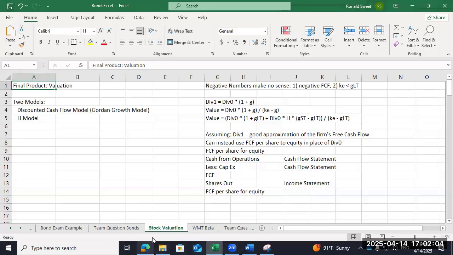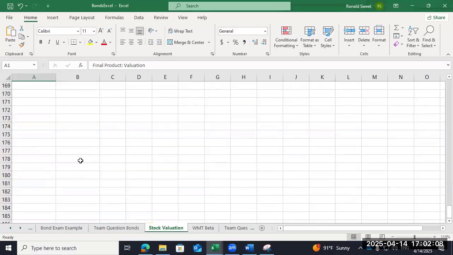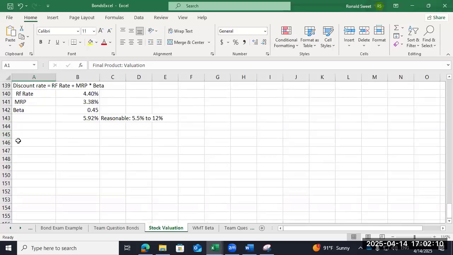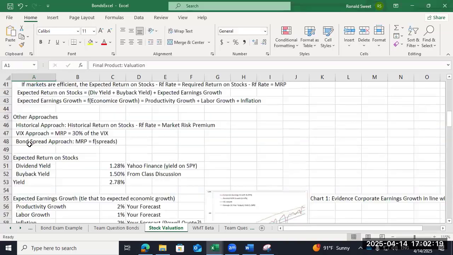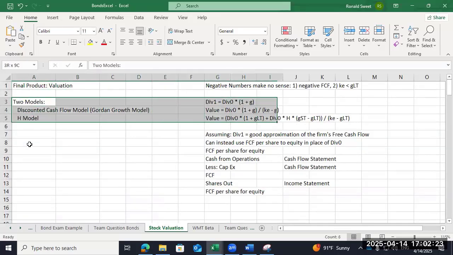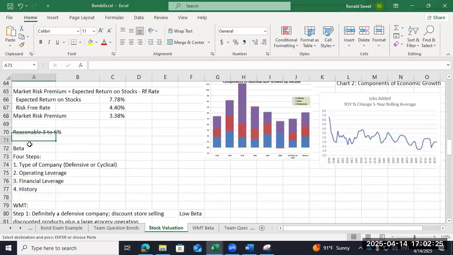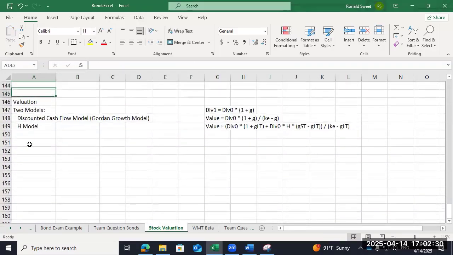So where do we go after this one? The next part of it is the valuation. You have to use 2 models, and I showed those to you up above. So you have to use these 2. I used to do 3 models, but I only have 2 now.